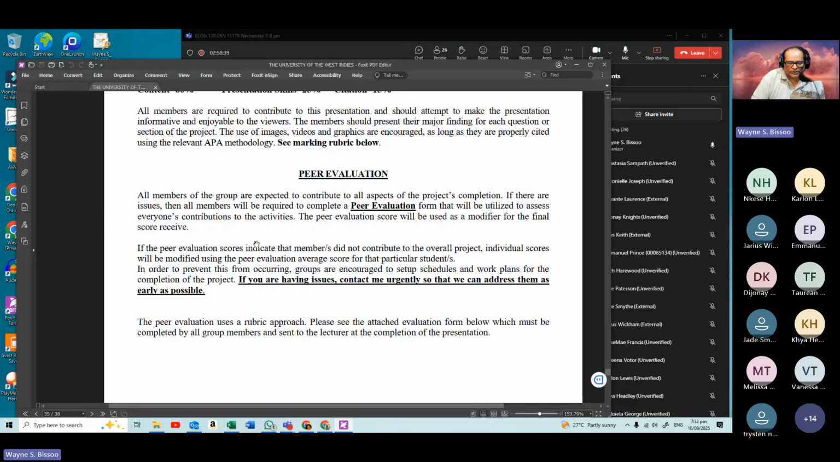All right. This is punitive in nature, and I want to take every opportunity to prevent groups from having meltdowns and problems. This peer evaluation is sort of like a punishment. It hurts everybody in the group, even those that actually do the work. So the idea is, let's not get to the point where we are jumping on each other about doing work.